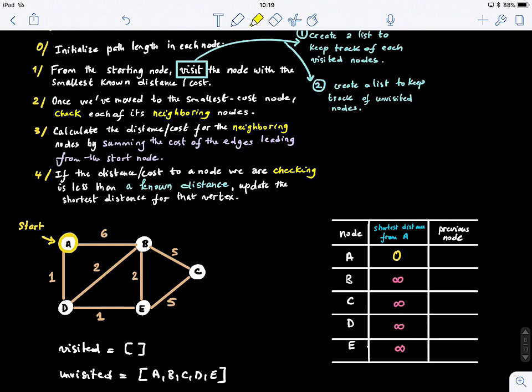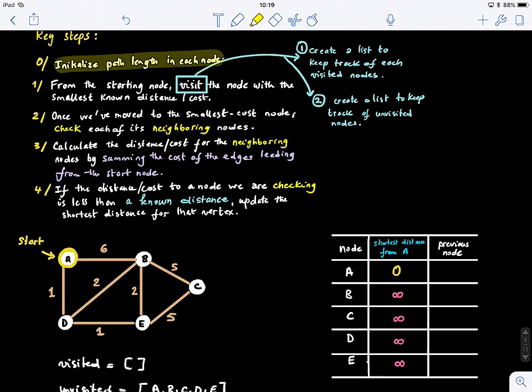So this is the initialization. The first node here is our starting node, node A. We will go from node A to all other nodes, visit B, C, D, and E. To visit these nodes, we do the initialization. So we have 0 for the starting initial node and infinity for all other nodes.